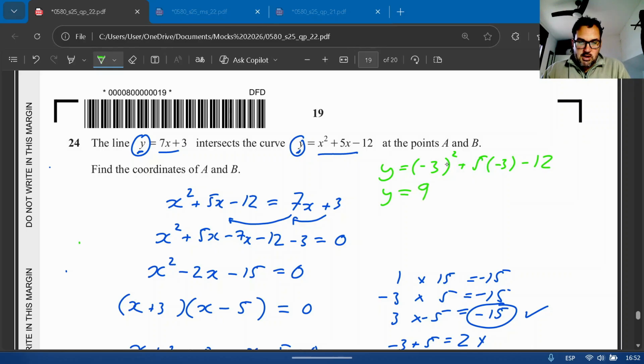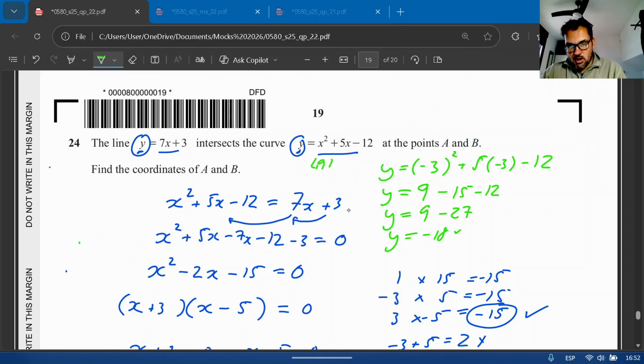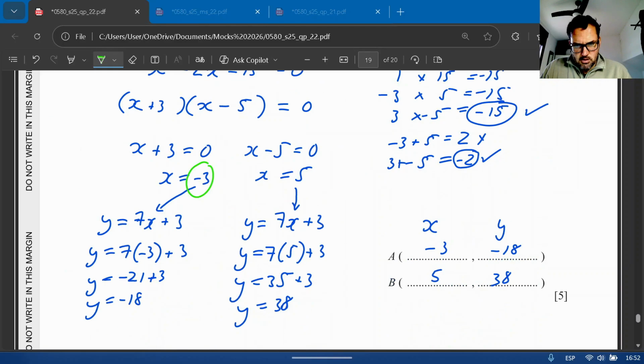Minus 3 times minus 3 is 9. 5 times minus 3 is minus 15. Minus 12. That will be minus 27. Yep, that's minus 18, so we know it's correct. Okay, and the same if you put the 7 in there. Let's do that quickly. That will be 49, 35, 12. So 35 minus 12 is 23. 49 plus 23 is not 38.